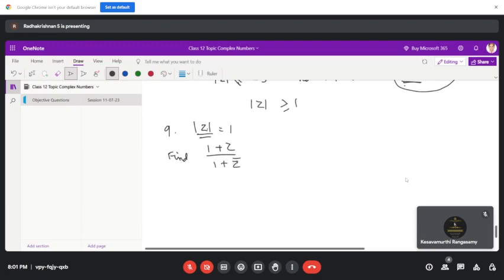Both are equal, sir. Okay, one is mod of z equal to mod of z conjugate. That is correct. Is there any other relation? What is z into z conjugate? 1, sir. No. Sir, mod z square. Correct. Z into z conjugate is mod z square.